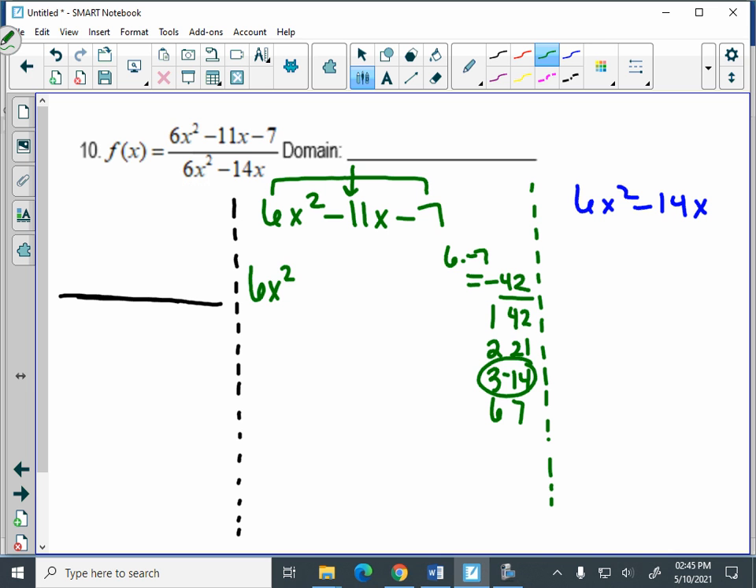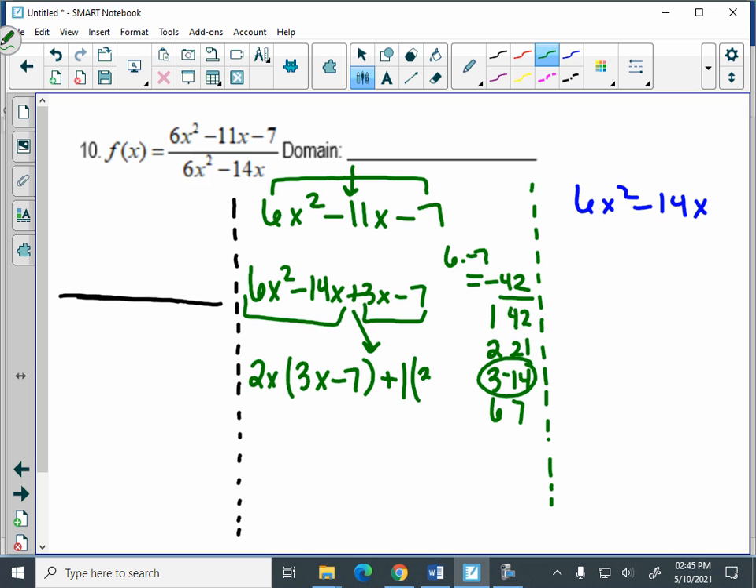So we have 6x squared minus 14x plus 3x minus 7. We have 4 terms, so we can go ahead and group. The GCF between my first group is 2x, and we're left with 3x minus 7. Bring down the plus sign. The GCF between the second group is 1, and we're left with 3x minus 7. Make 2 parentheses. My GCFs go together in one. My repeating parenthesis goes in the other. So there's my numerator.